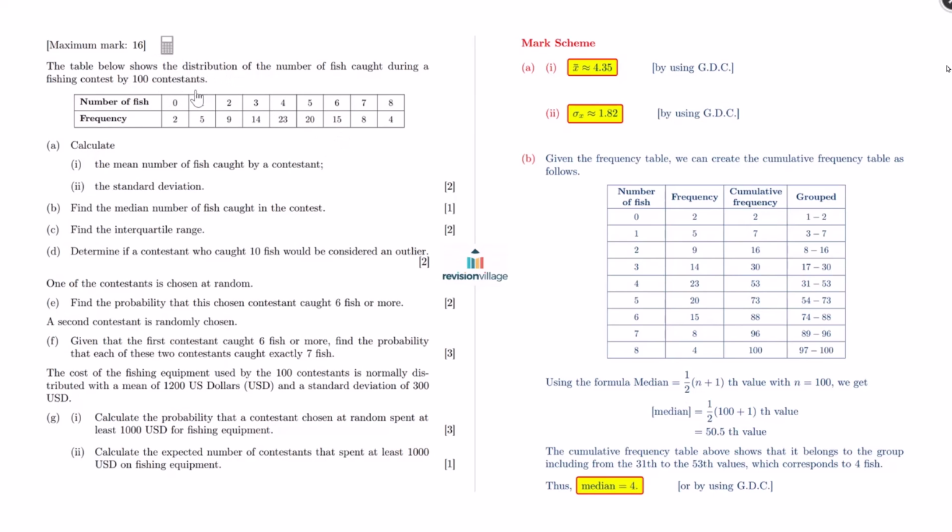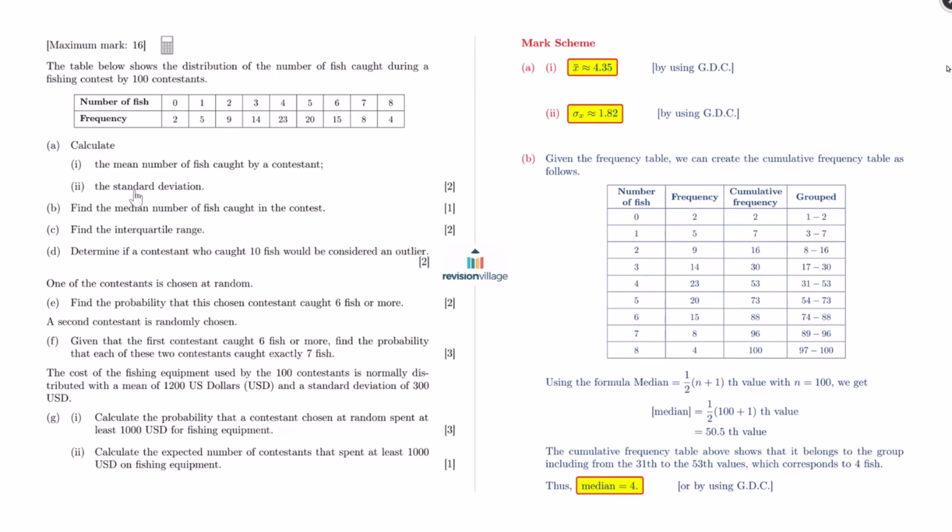So for example, 2 of the contestants didn't have a very good day and they caught 0 fish. In the middle here, there were 23 contestants that caught 4 fish, and on the upper end, there were 4 contestants that caught 8 fish. Just looking at our data here, we can see that the majority of contestants, the 3, 4, 5, 6 mark, are sort of clustered here in the middle. So you would expect that the mean would be around the 4 or 5.